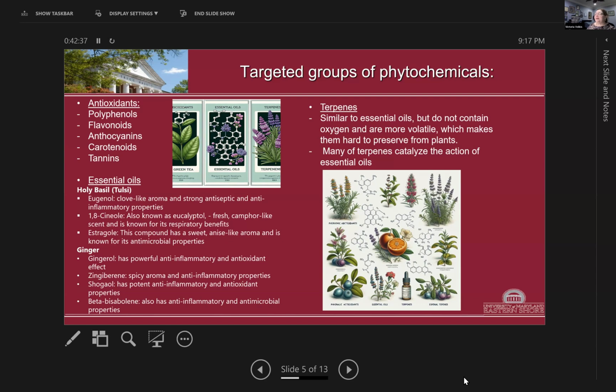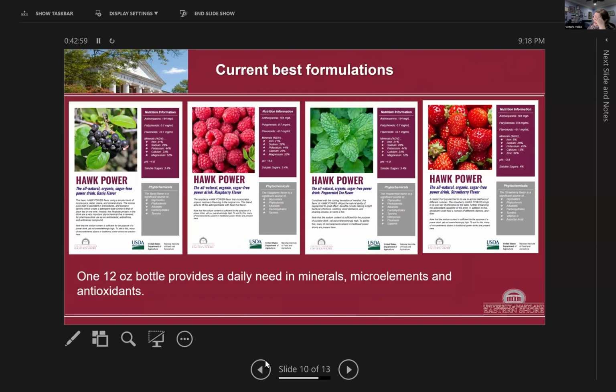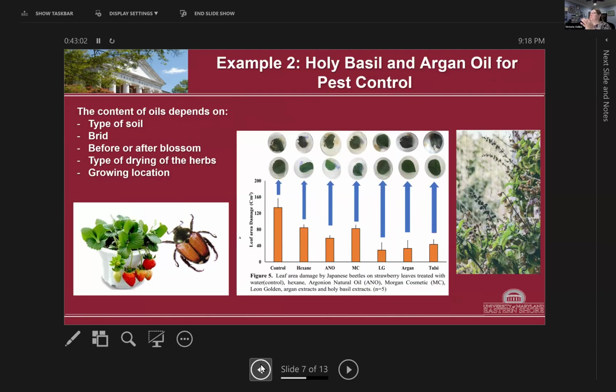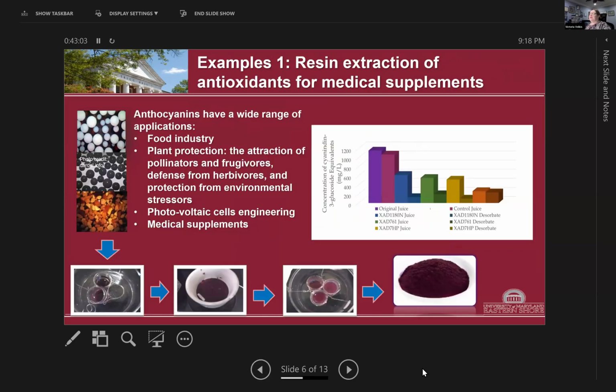So from here, I would like to go to several examples of how all those plant materials are combined with polymers in some of the projects in my lab. And with that, we will go to the next slide. And I will state that on that slide also there are no AI-generated pictures. So one of the ways we bring phytochemistry and polymer science together has a name: resin extractions of antioxidants for medical supplements.